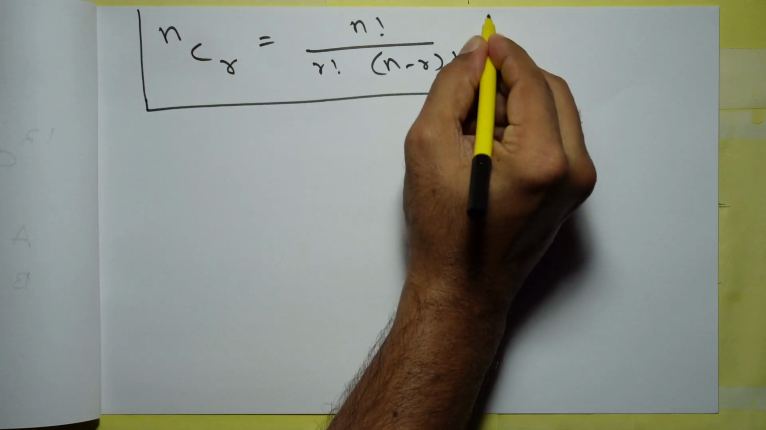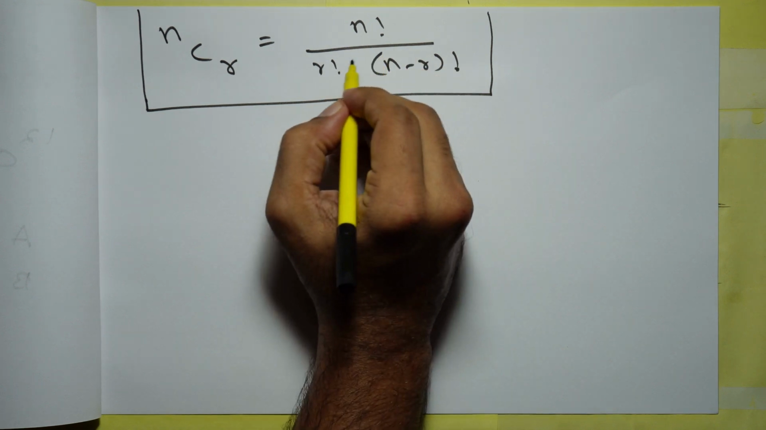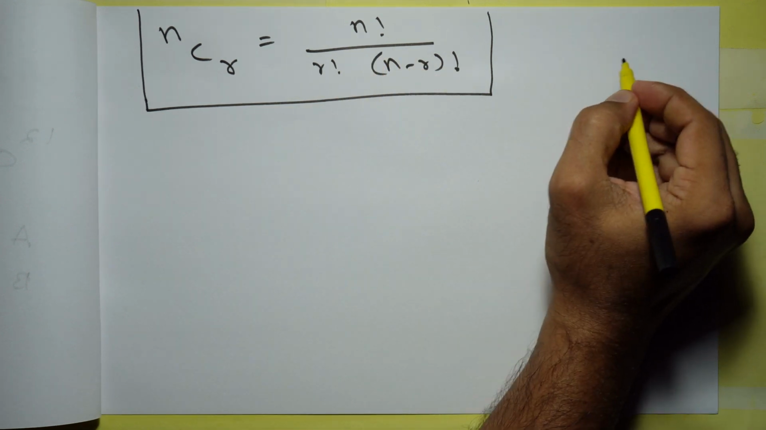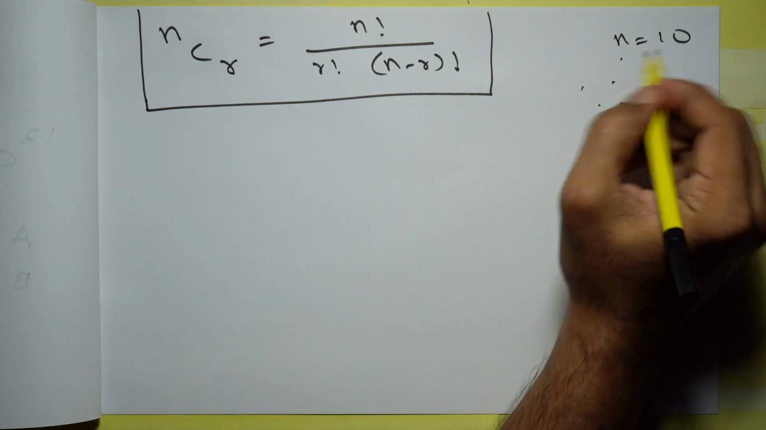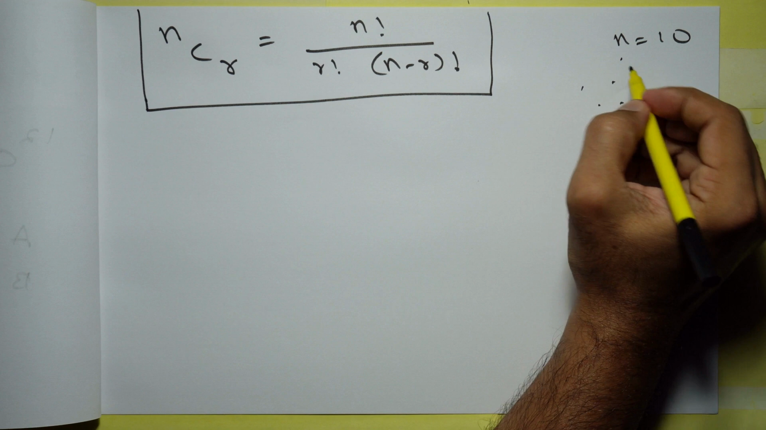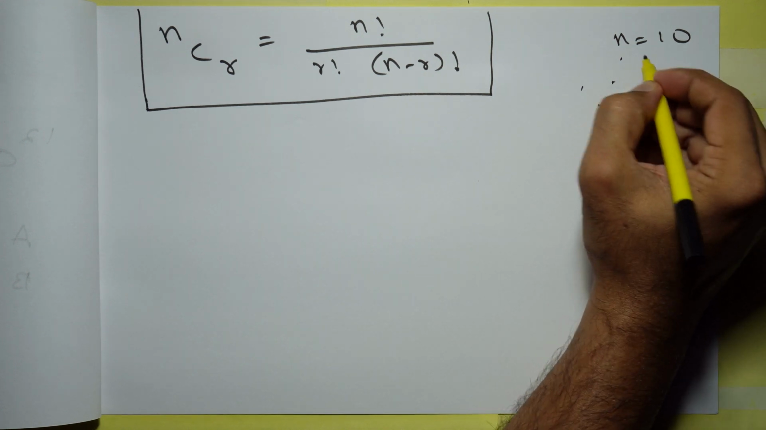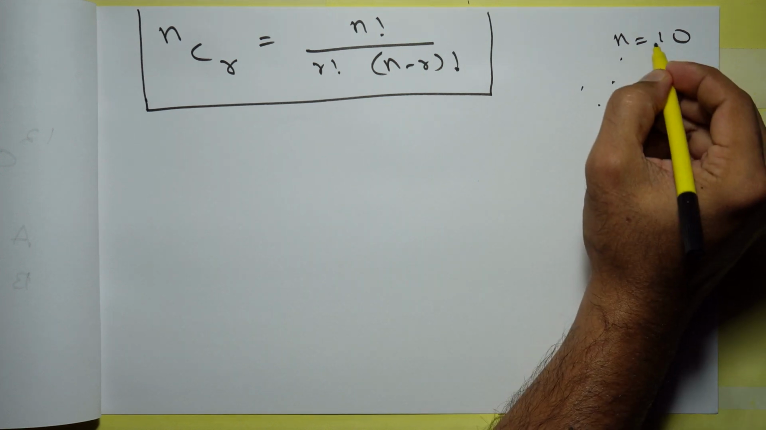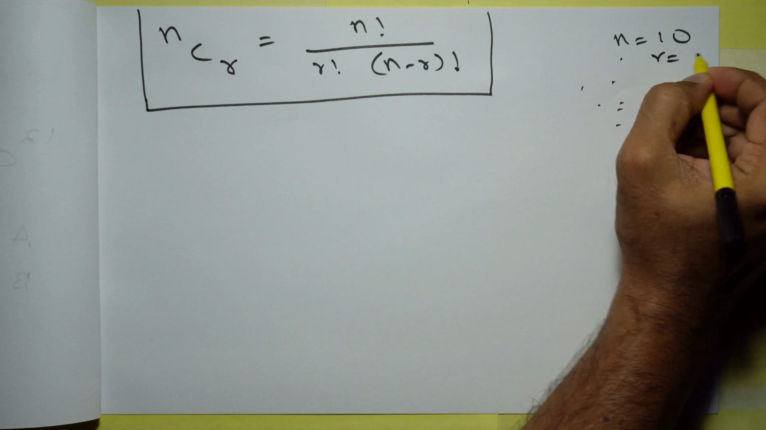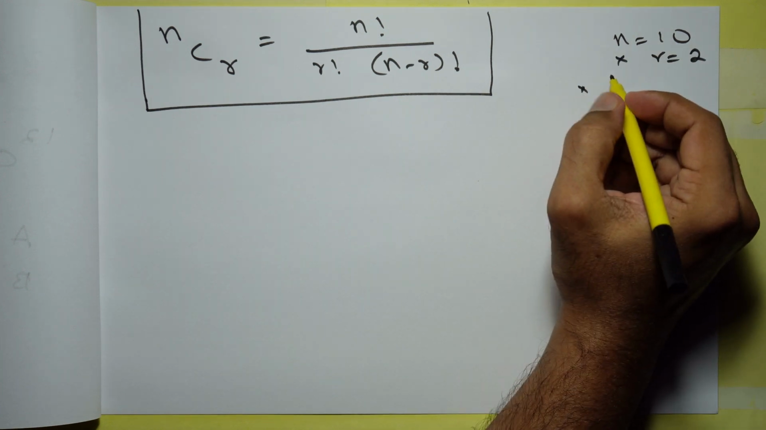So let us look at typical situations where you can apply this formula to get the total number of outcomes. Let us say some points are given. Let us say n is equal to 10. 10 points are given. Now how many line segments are possible? The requirement for a line segment is 2 points. So how many ways can you select 2 points from the 10 points? So r is equal to 2. Now assume that these are the 2 points that you select.